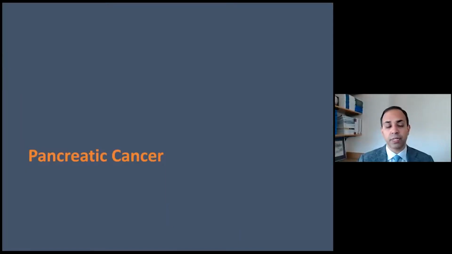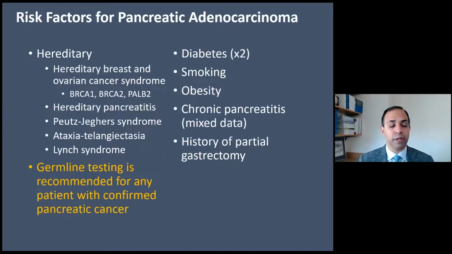Pancreatic cancer is a cancer whose incidence is rising in the United States. There have, again, been a number of risk factors identified that predispose patients towards developing pancreatic ductal adenocarcinoma, including a number of hereditary risk factors. I did want to highlight one of these syndromes, hereditary breast and ovarian cancer syndrome, as the name implied, strongly associated with breast and ovarian cancer.